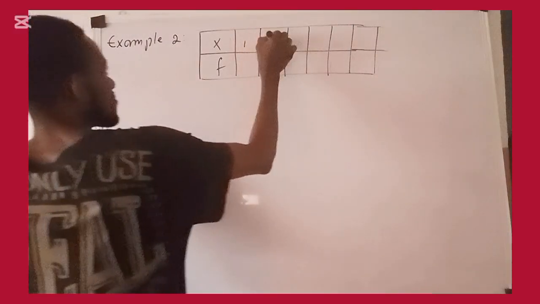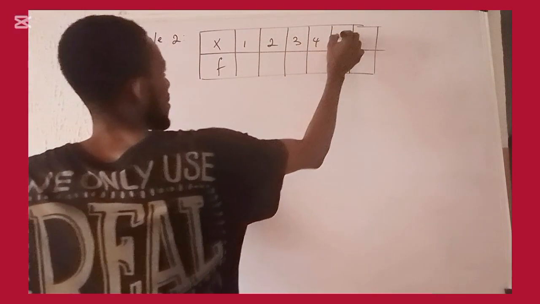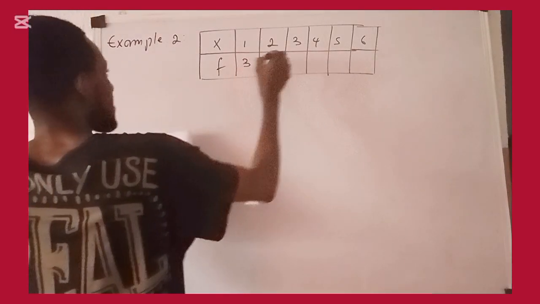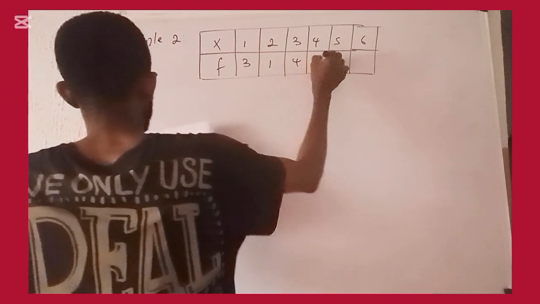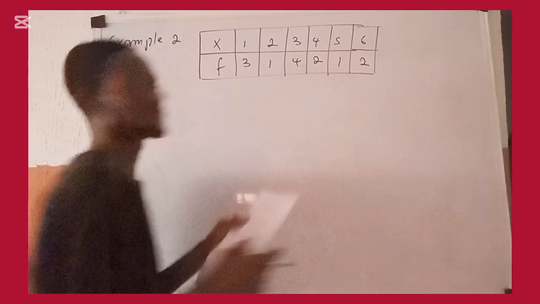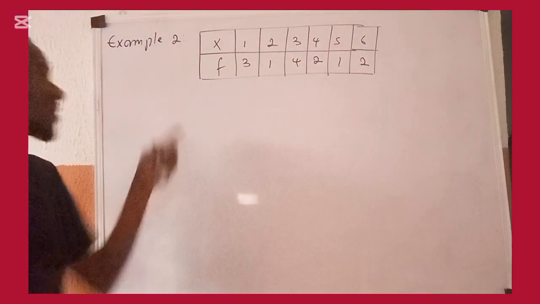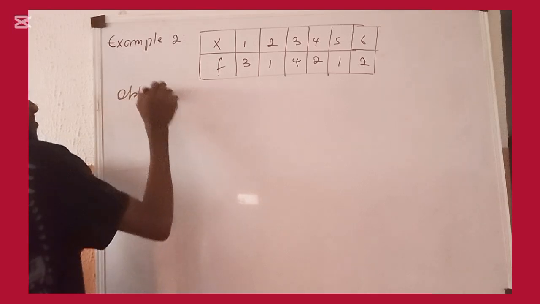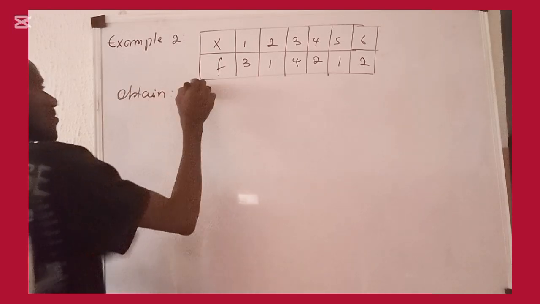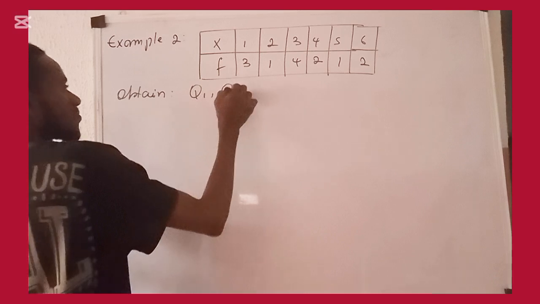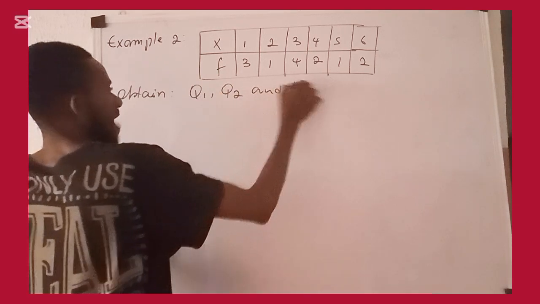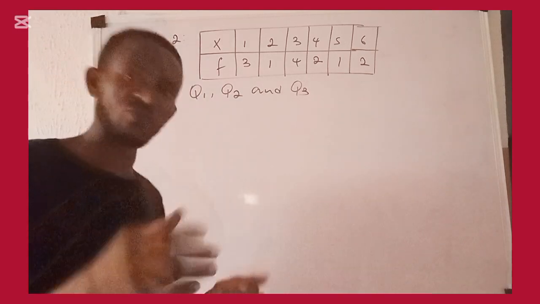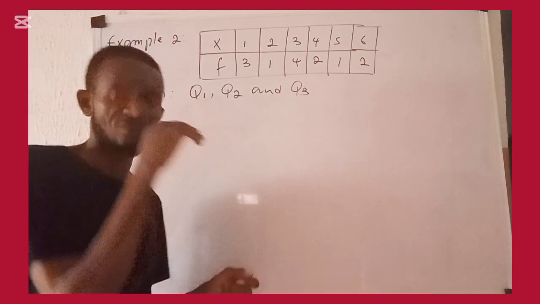So here I have 1, 2, 3, 4, 5, and 6. Their frequencies are 3, 1, 4, 2, 1, and 2. The question here still remains: obtain Q1, Q2, and Q3. That's still the question. Obtain Q1, Q2, and Q3 from this.